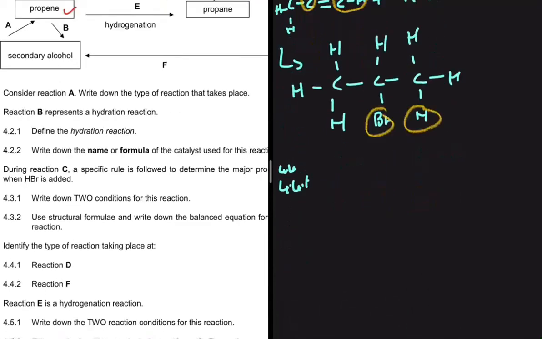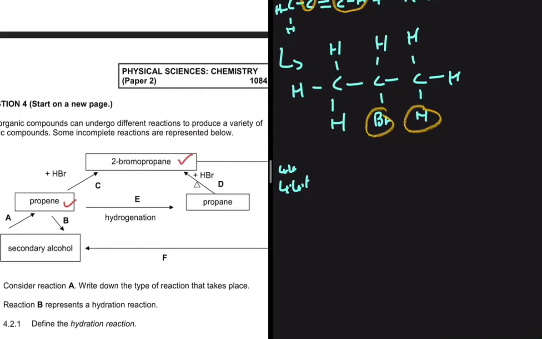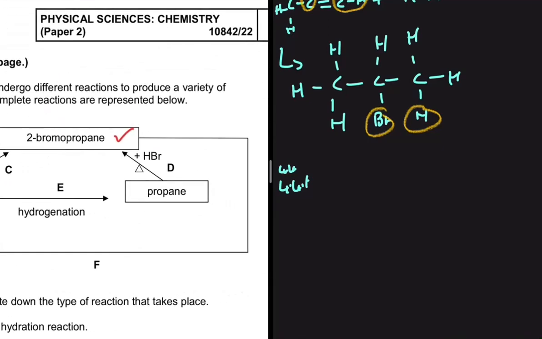4.1. Identify the type of reaction taking place at, so let's go to reaction D. Reaction D. This one is going to be easy because we know our conditions. Do we start with an alkene? No. Do we end with an alkene? No. So we know that it is substitution. There isn't a lot to think about there.